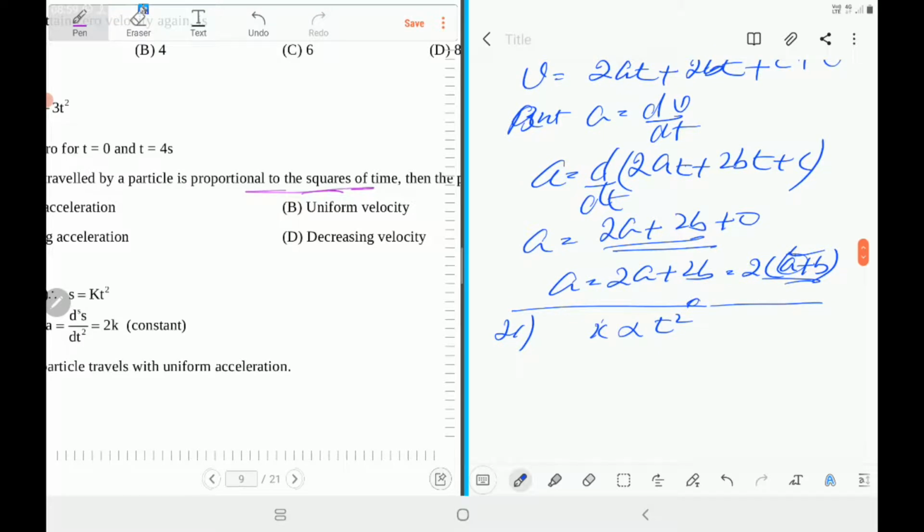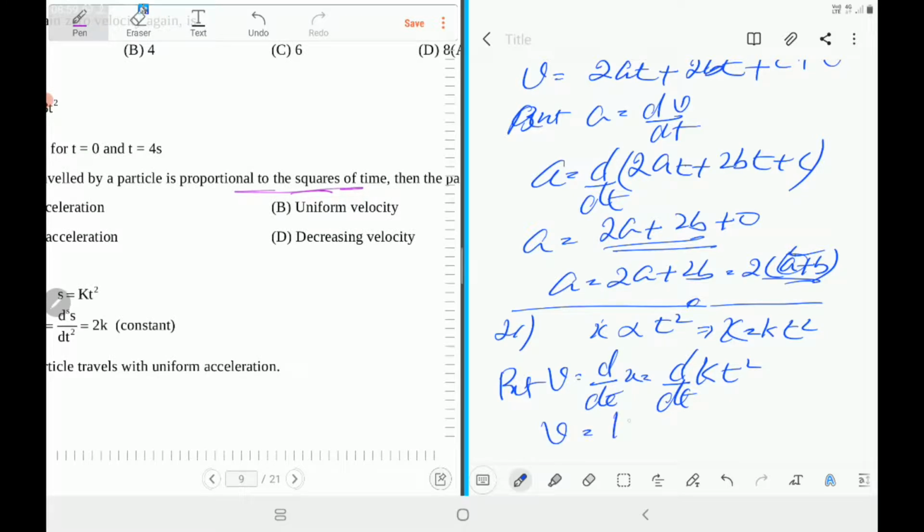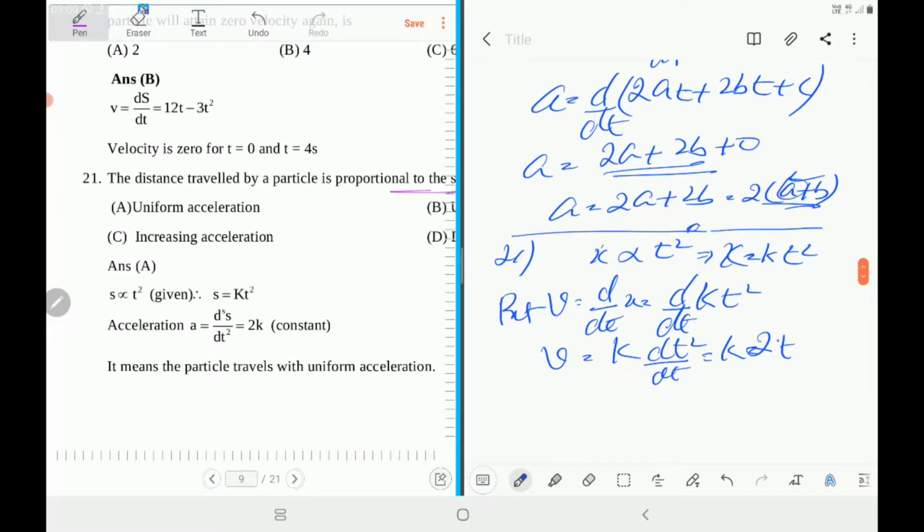Now, can you write this in the form of an equation? In the second chapter, units and dimensions, there, remove the proportionality constant, while writing equals, you wrote a constant k, some constant k times t squared. Now find velocity. But what is velocity? Derivative form, d by dt of x. So d by dt of kt square. So k constant, take it outside, d by dt of t square, which is k times 2t. K times 2t. That's it.